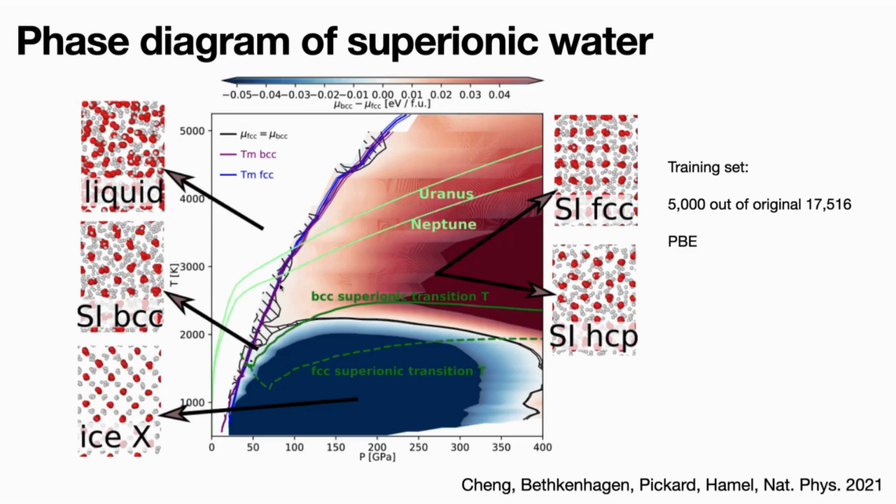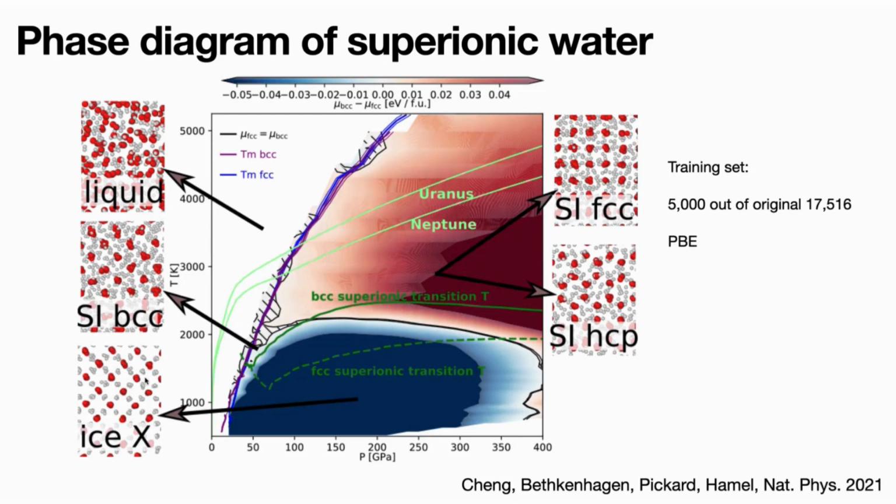So here's another example. So many years ago, I computed this phase diagram of superionic water. For doing that, there was a very diverse training set, and the reason for that is that this phase diagram spans a very wide range of temperature and pressure conditions, so up to hundreds of gigapascal, and also the temperature ranges from 0 to 5,000 Kelvin. So very diverse configurations.